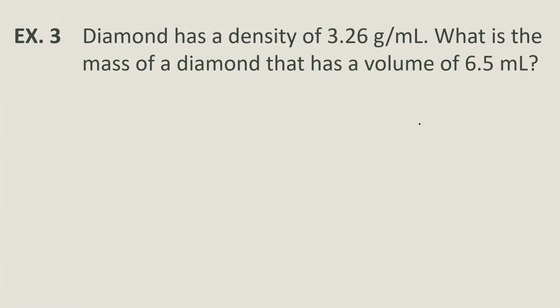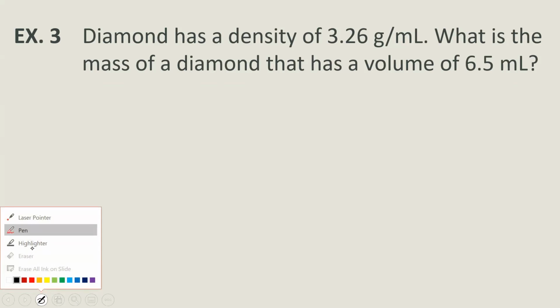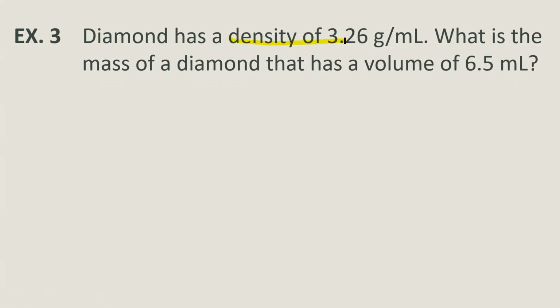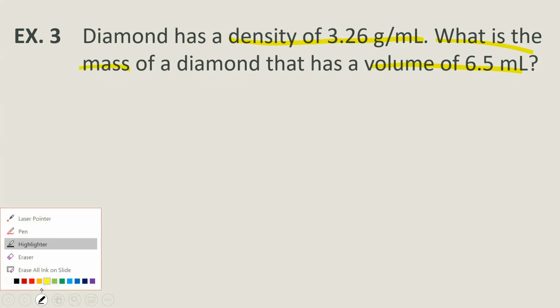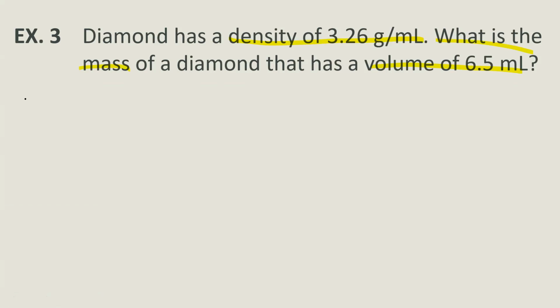Diamond has a density of 3.26 grams per milliliter. What is the mass of a diamond that has a volume of 6.5 milliliters? So pick out the important parts. Density given there, volume given there. What is the mass? Now I'm not solving for density. So density equals mass over volume. Now I have to solve for mass, m.